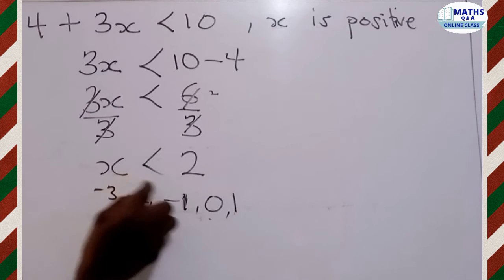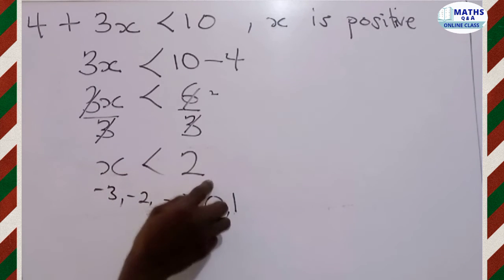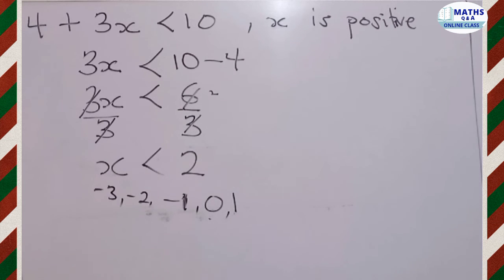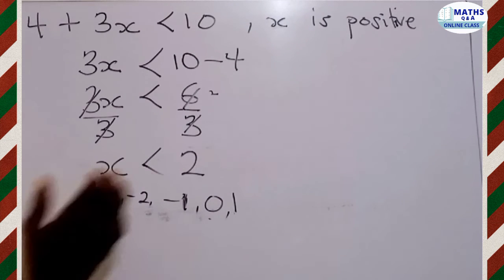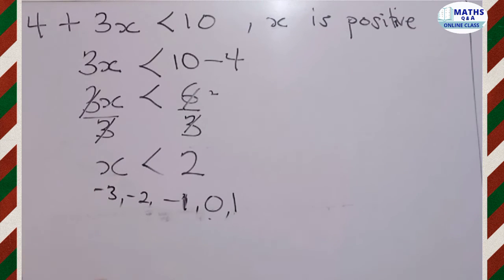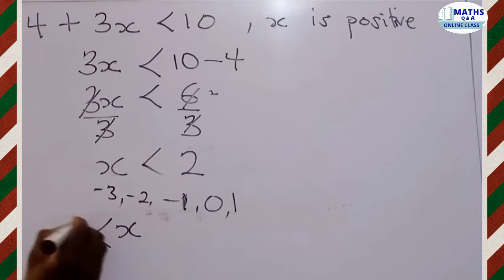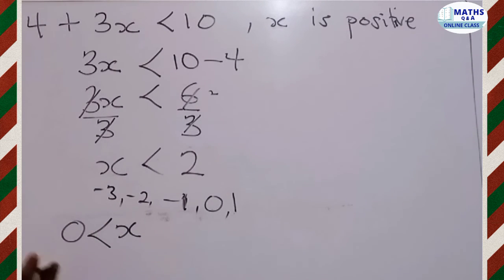And the answer we've had is saying x is less than 2. So that means numbers which are less than 2 but are positive. Okay, numbers which are less than 2 but are positive. 0 is not positive, neither is it negative. Alright, so what you're going to write is, you will state that x is greater than 0, because 0 is not part of x. 0 is neither positive nor negative.